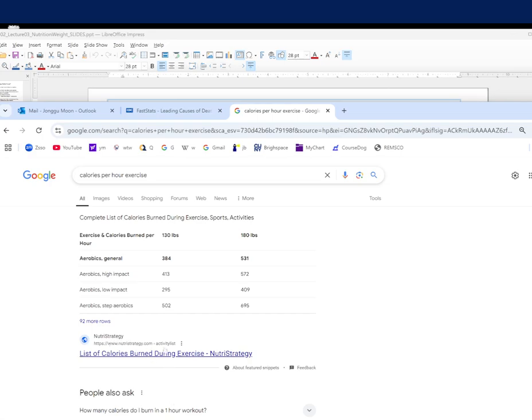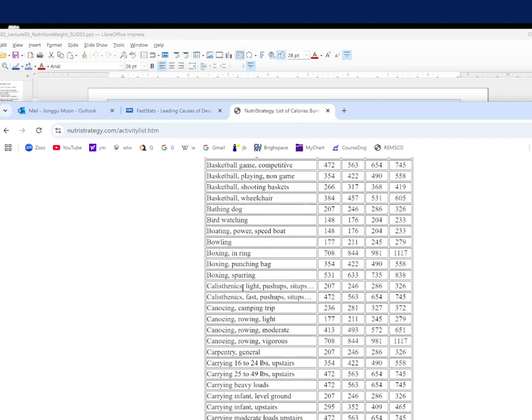Nutristrategy.com. Never heard of them. I have no idea who Nutristrategy is. But let's give them the benefit of the doubt. Aerobics. I'm actually 180 pounds. That's convenient. 500 calories from an hour of aerobics. 92 more rows.